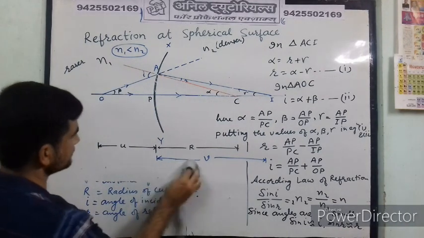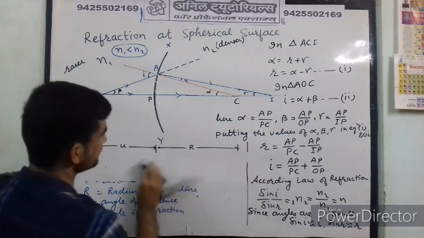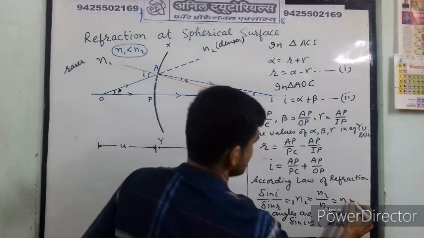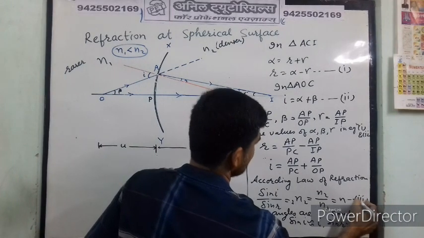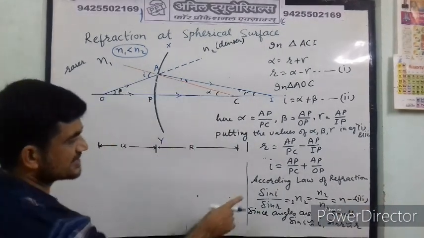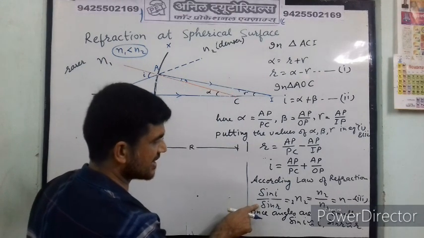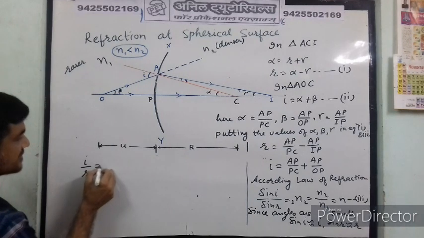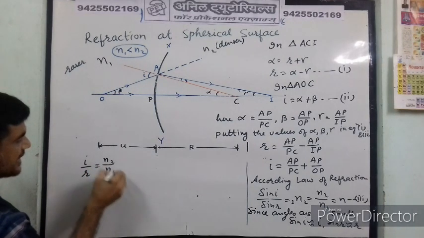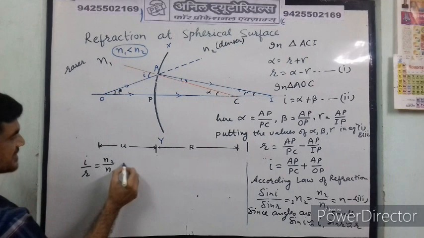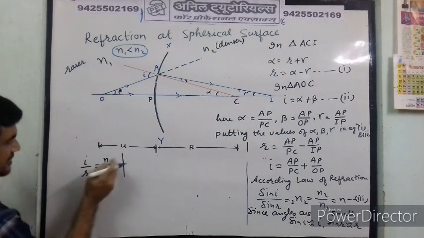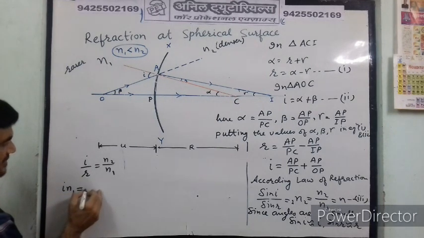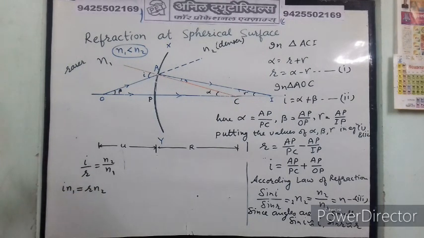This is equation number 3. Equation 3 will become: sin i means i, sin r means r, so we can write i by r. So i upon r is equal to N2 upon N1. And cross multiplying this, we can write i N1 equals r N2. Clear?